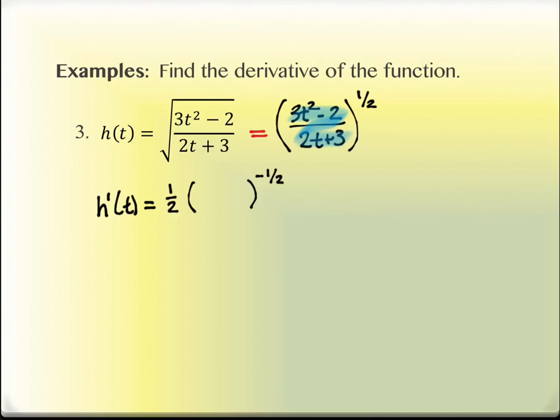Okay. The blue part, the quotient part, needs to be rewritten where it was. So 3t squared minus 2 and 2t plus 3.